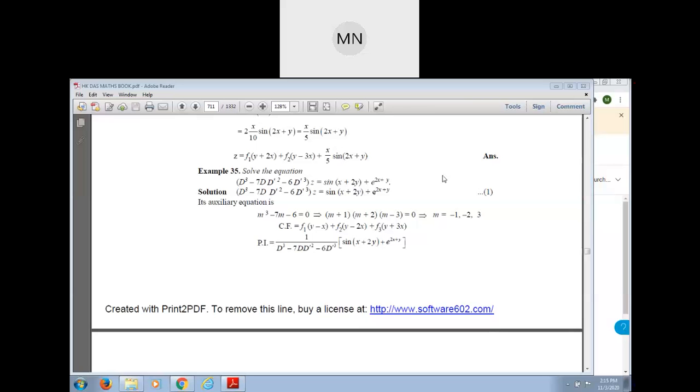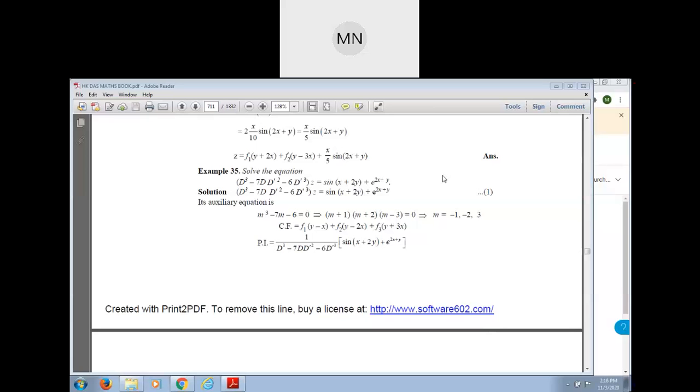So see here, m is minus 1, minus 2 and 3. Now see that these three roots are distinct. Okay? These three roots are distinct. So can you tell me the complementary function?